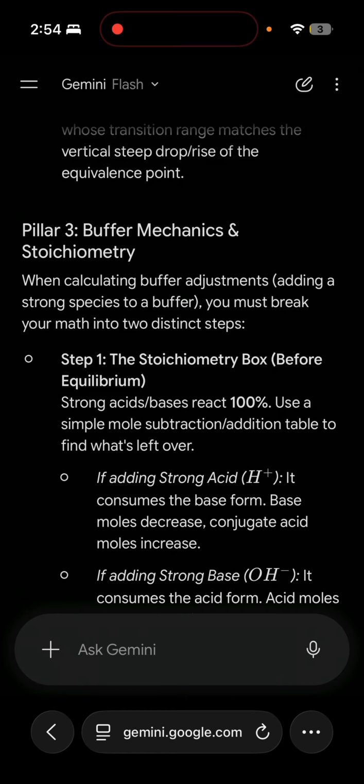Indicator rule. Choose an indicator whose color change range, pKin, matches the pH at the equivalence point of your specific titration.